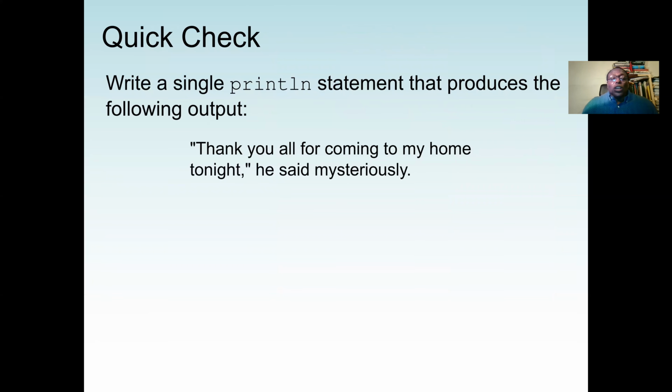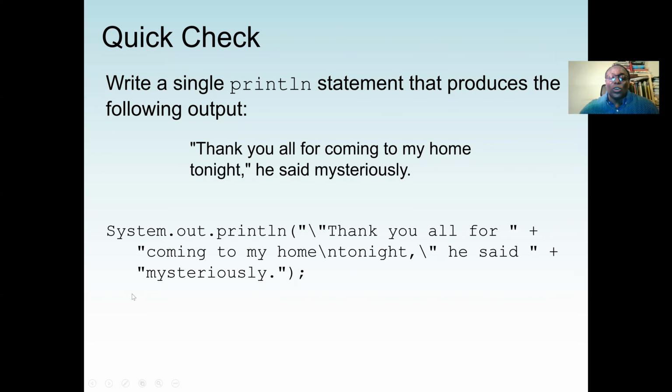So this is another quick check. They say here we should write a single println statement that produces the following output. So what I need to do here is to write System.out.println. In a double quote, we start with: Thank you for all coming to my home tonight, he said mysteriously. So you just have to print the whole thing and put it in the double quotation also. So everything will be in double quotation.